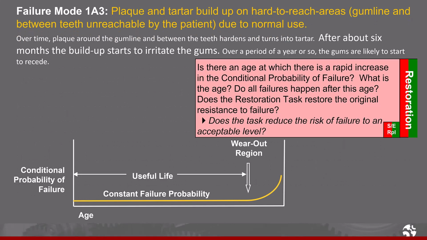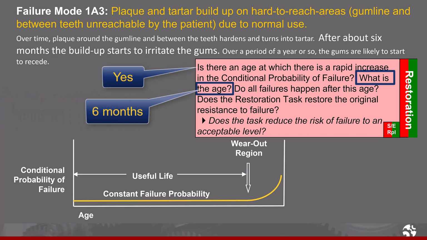Let's analyze this failure mode using the RCM Decision Diagram. Again, we'll focus on the scheduled restoration box on the RCM Decision Diagram. Is there an age at which there is a rapid increase in the conditional probability of failure? Yes. What is it? We said after 6 months, the buildup of plaque and tartar start to irritate the gums. So the age is 6 months. That's the useful life. Do all failures happen after this age? According to our dentist, yes.